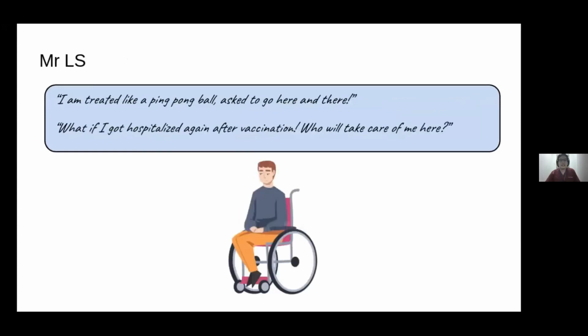As for Mr. LL, he felt that he was treated like a ping pong ball, and he seems to be angry because he was asked to go here and there. When he presented to us, Mr. LL was actually seen at our triage counter. Due to the limited workforce during COVID-19, he was suggested to come for another day. He was angry and he created a scene.